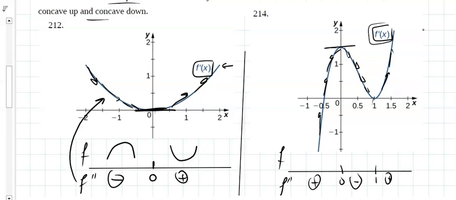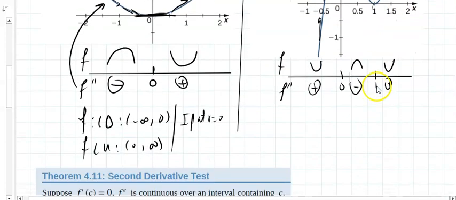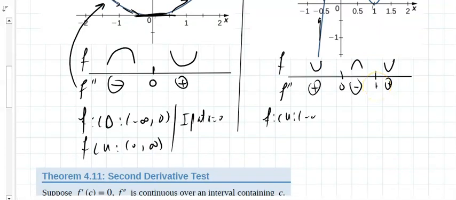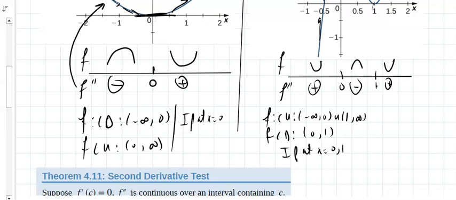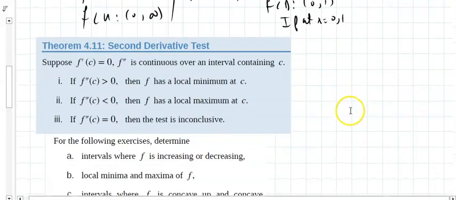If the second derivative is positive, the function is concaving up, and if it's negative, you're concaving down, and that's pretty much it. We say, well, f is concaving up from negative infinity to 0 union with 1 to infinity. F is concaving down from 0 to 1, and we have inflection points at x equal 0 and 1 because you switch from concaving up to concaving down and concaving down to concaving up at that point.